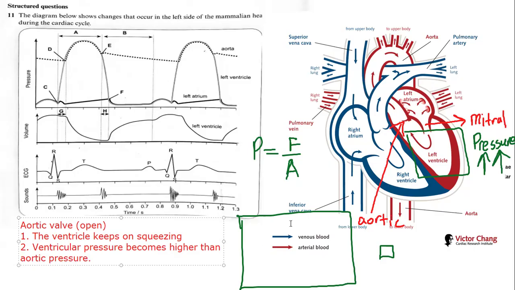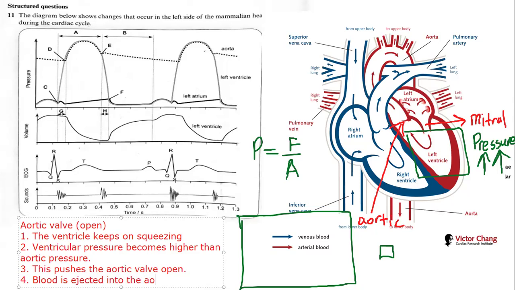Right? And what does that cause? When the ventricular pressure becomes higher than the aortic pressure, what does that cause? The opening of the valve. Very good. It pushes the aortic valve what? Open or closed? Open, right? And so blood, this is number 4, blood is ejected into the aorta.